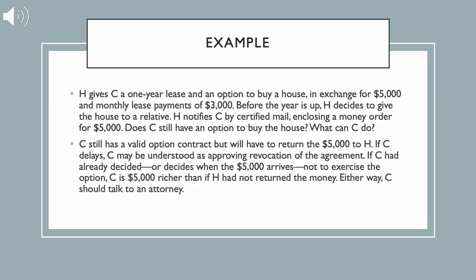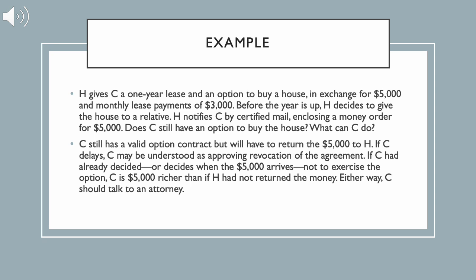Example: H gives C a 1-year lease and an option to buy a house in exchange for $5,000 in monthly lease payments of $3,000. Before the year is up, H decides to give the house to a relative. H notifies C by certified mail, enclosing a money order for $5,000. Does C still have an option to buy the house?